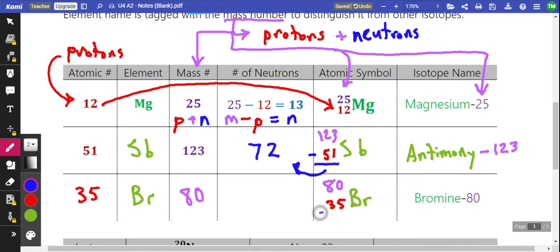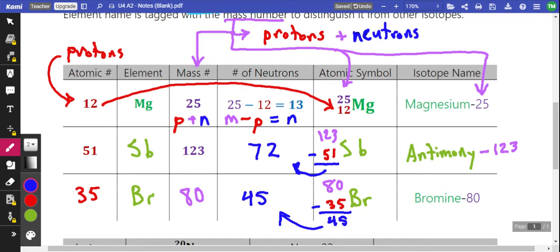Then, this is already set up for the subtraction. Mass number minus the number of protons leaves us with the number of neutrons. And this one I can do in my head. This should be 45. So this isotope of bromine has 45 neutrons.